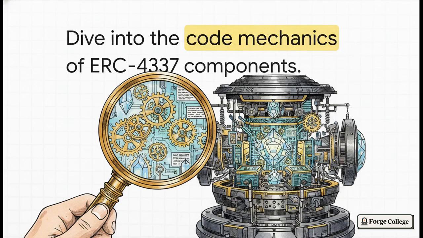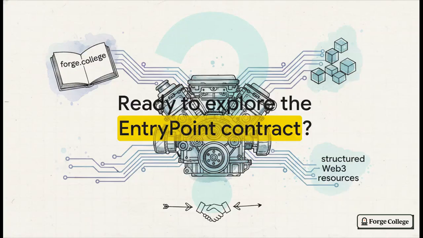Well, now that you understand the high-level architecture and that whole restaurant queue mental model, you are perfectly positioned to dive into the real code-level mechanics. So next up in our track, it's time to explore these components and roles in depth. We're going to be exploring the entry point, the bundler interfaces, and even custom validation hooks. So the big question is, are you ready to look under the hood of the entry point contract?